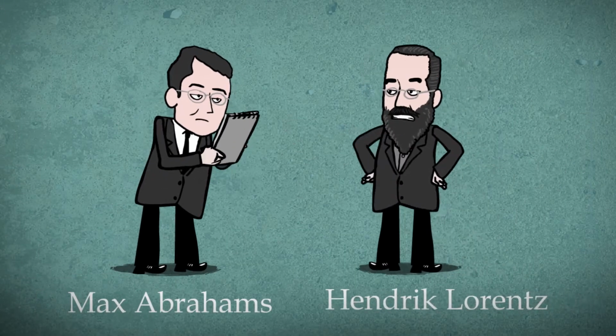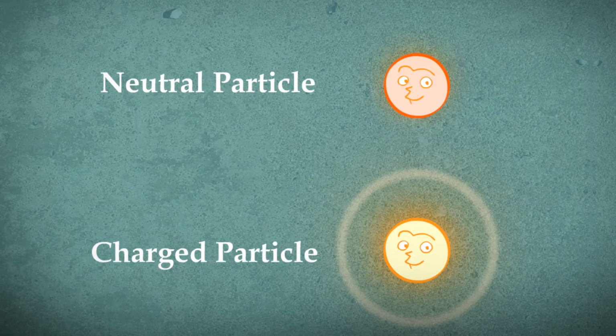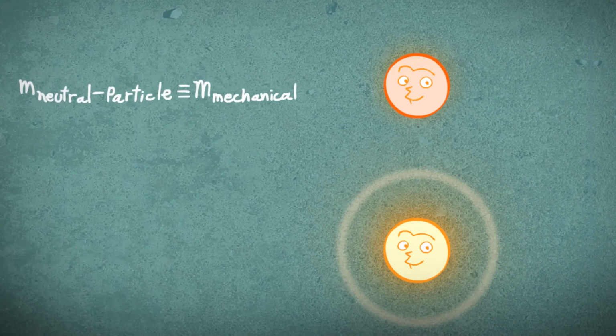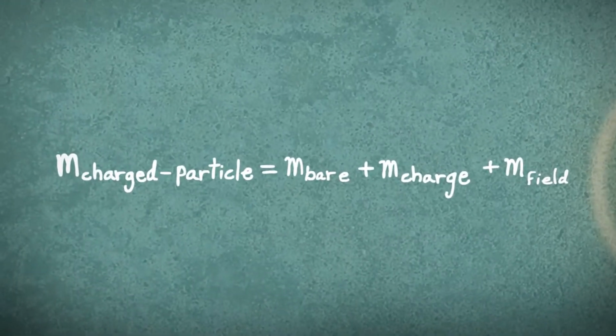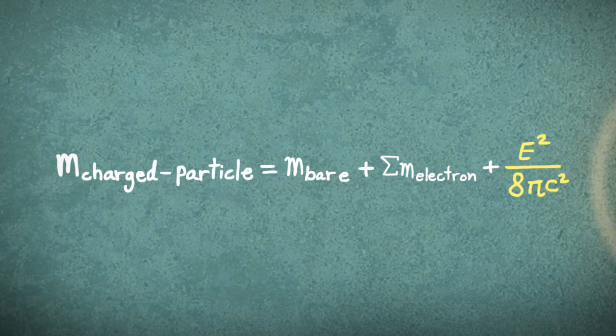Abraham and Lorentz noticed something strange. Let's take a neutral particle and a charged particle. The mass of a neutral particle is the mechanical mass, and the mass of a charged particle is comprised of the bare mass of the particle with the mass of the electron charge that was added and the mass of the electromagnetic field that has been created.